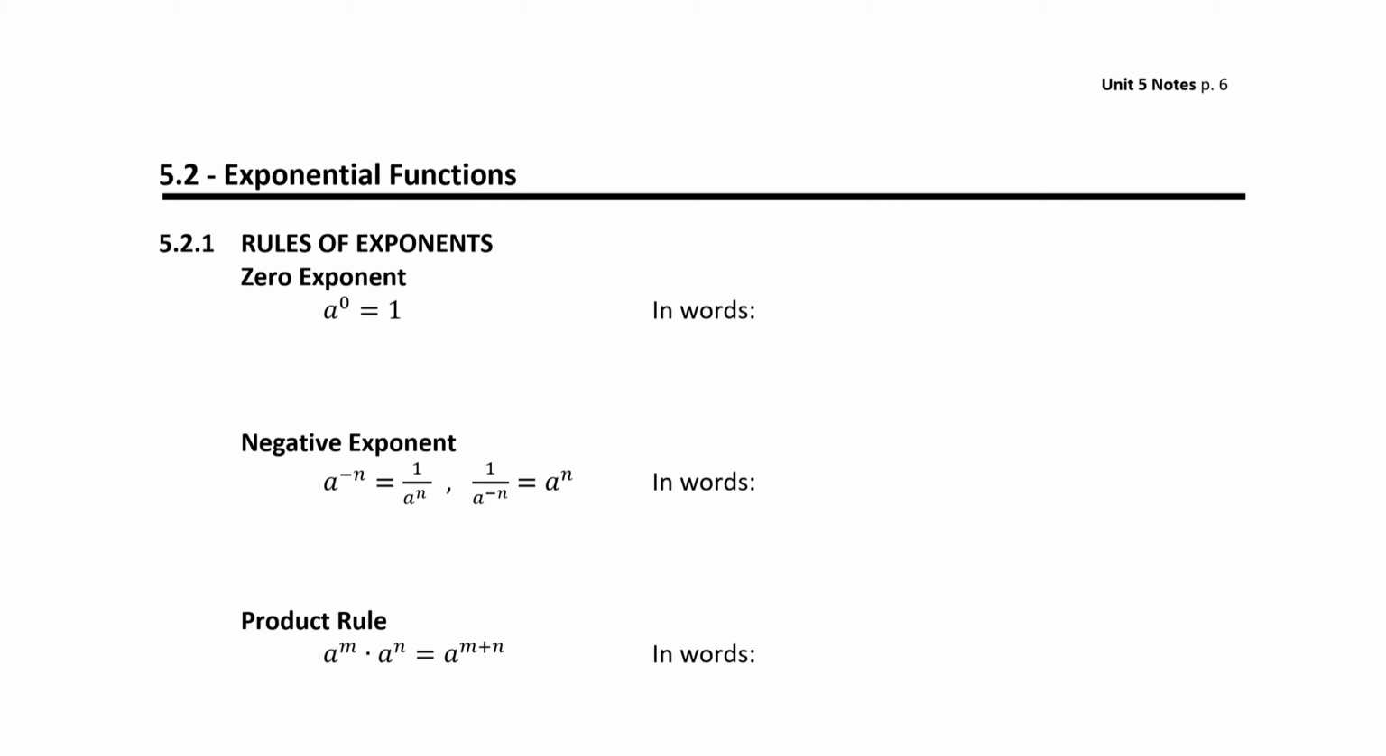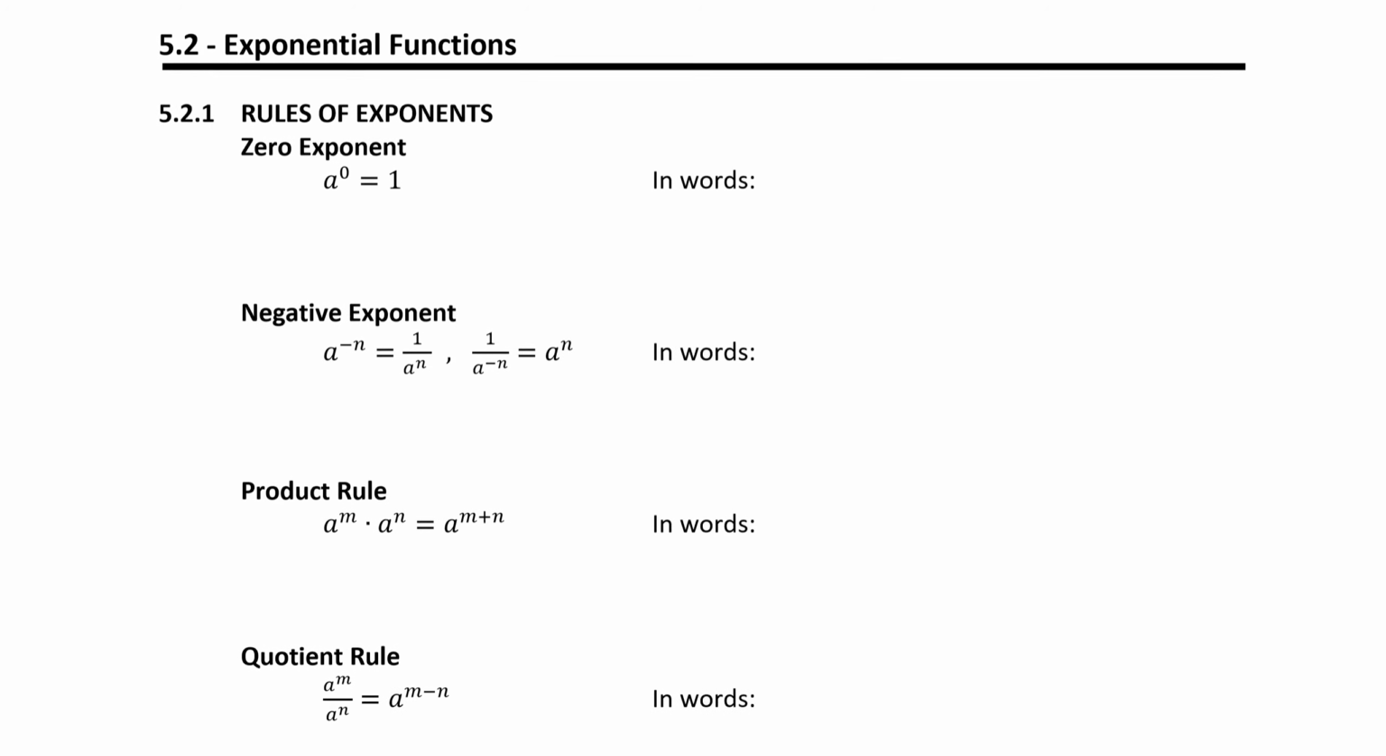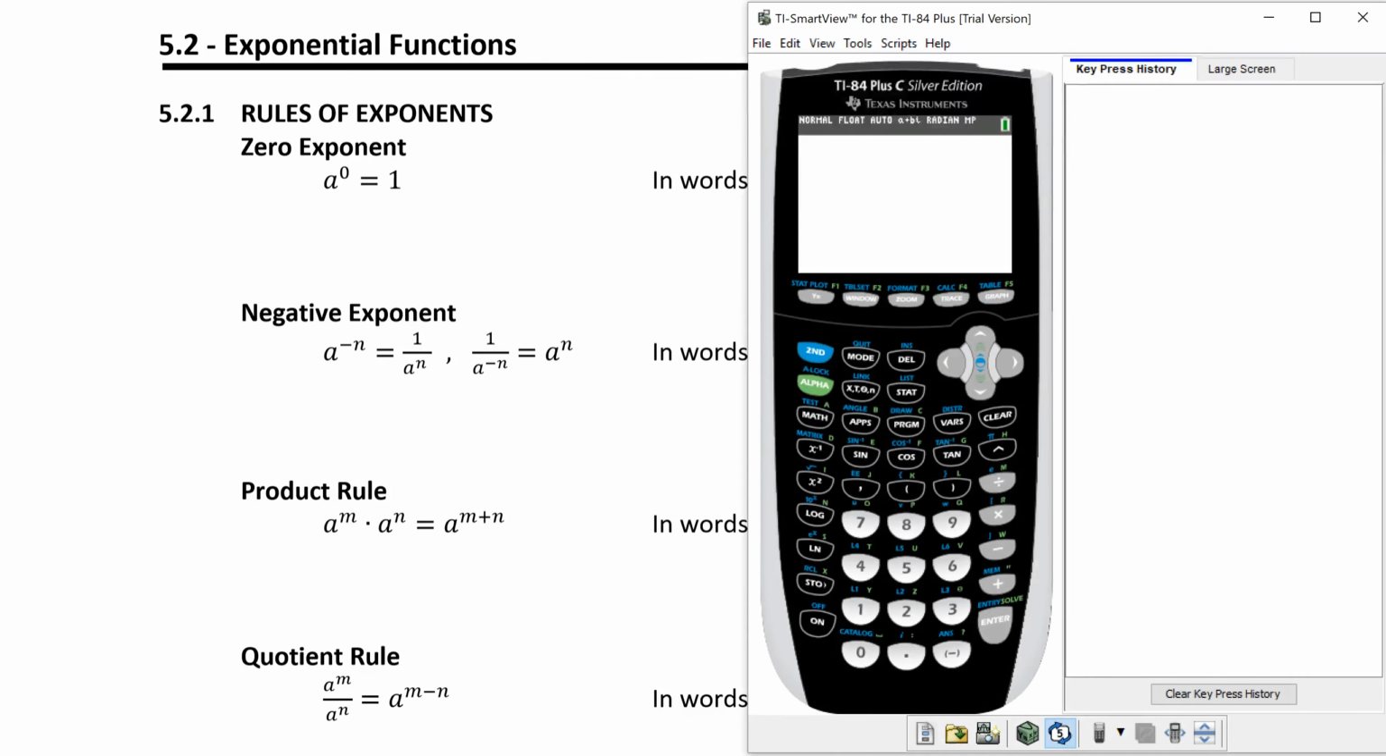Now, let's begin by reviewing some rules of exponents in section 5.2.1. We're going to go through this rather quickly because this is probably a review, but if you're a little rusty on these rules, I hope this part is helpful. To begin with, let's look at the rule for a zero exponent. A to the 0th power equals 1. So any base raised to the 0th power is equal to 1. For example, on my calculator, if I raise 8 to the 0th power, the output is 1.